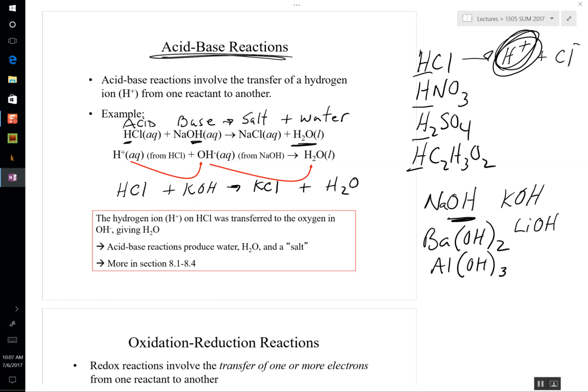Chemists say, what is a salt? It's the product of a reaction of an acid with a base. Forms a salt. So those are acid-base reactions.